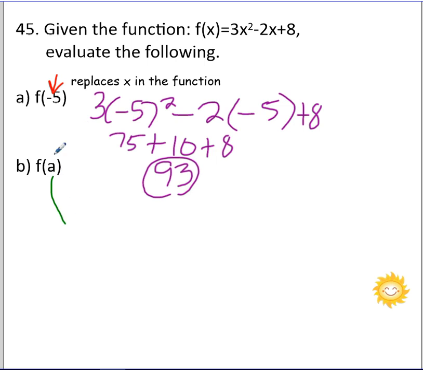Now for b, all they want us to do is replace our x with an a. So 3x squared becomes 3a squared, minus 2x becomes minus 2a, plus 8. So there's nothing else we can do because we don't have any specific numbers to plug in for that.